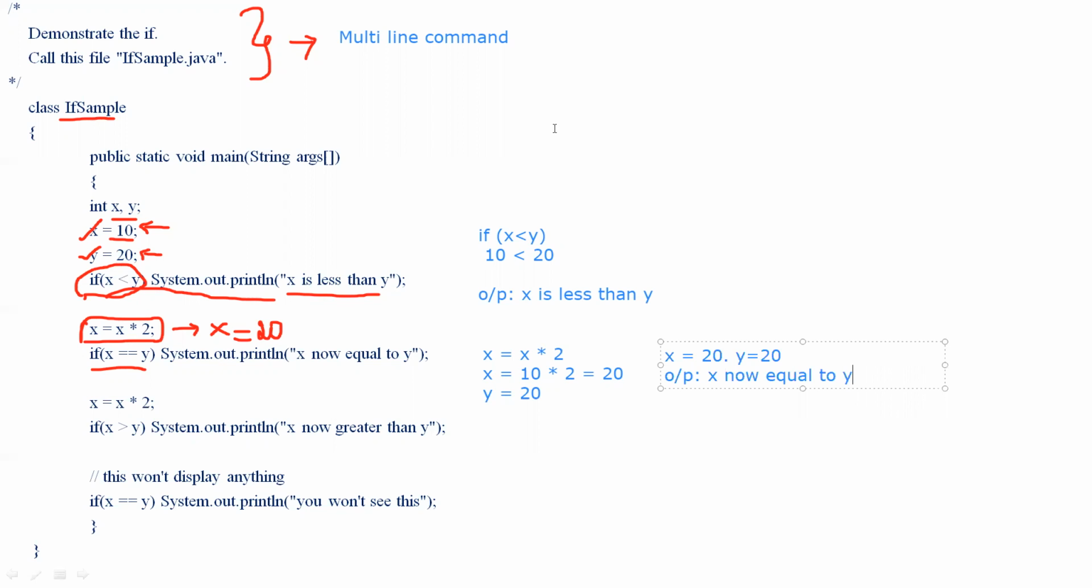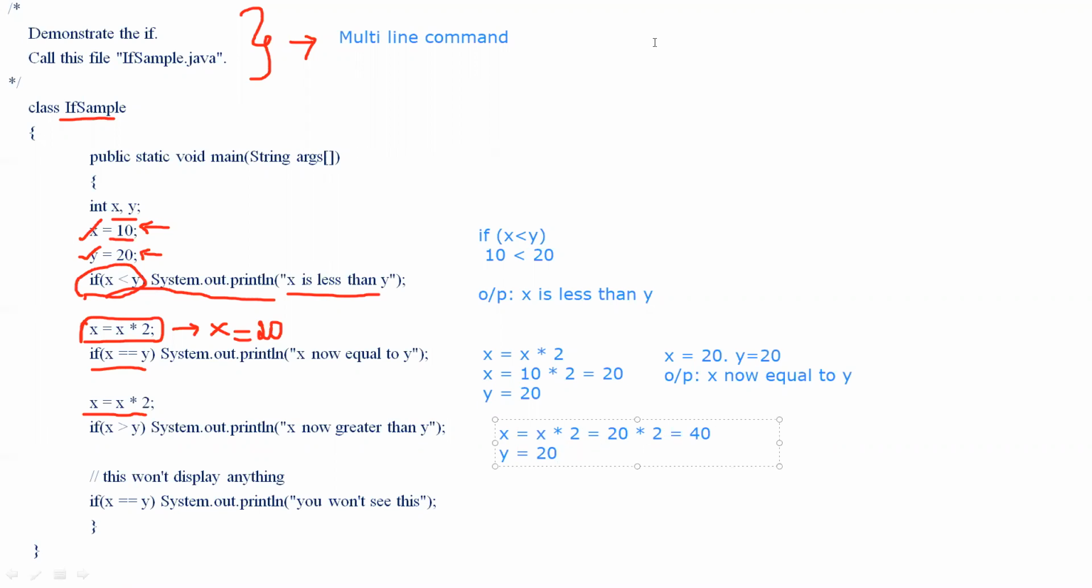Next, moving on to the next statement, the value of x is again assigned the value of x multiplied by 2. Initially we have the value of x as 20. Now it becomes 20 into 2, so the value of x now is 40. And initially we have the value of y as 20.